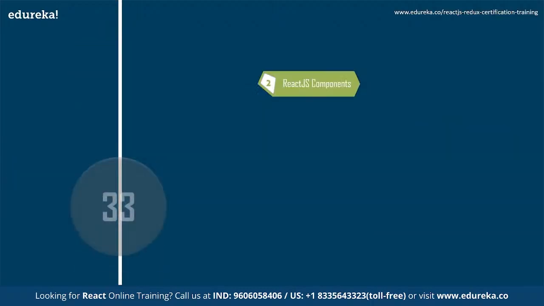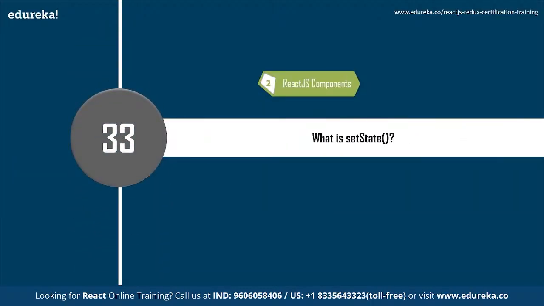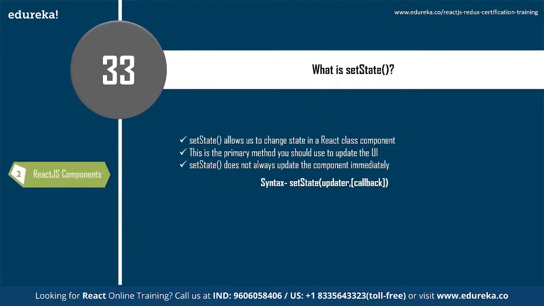Now moving to the next question, which asks, what is the setState function? So the setState function allows us to change state in a React class component. As we have seen in a previous question, we were making use of this.setState, right? And the setState function enqueues changes to the component state and tells React that this component and its children need to be re-rendered with the updated state. This is the primary method you should use to update the UI. And setState does not always update the component immediately. Instead, it may defer the update until later for better performance.